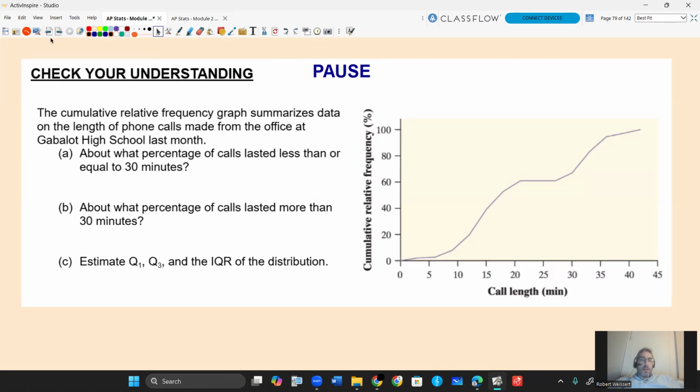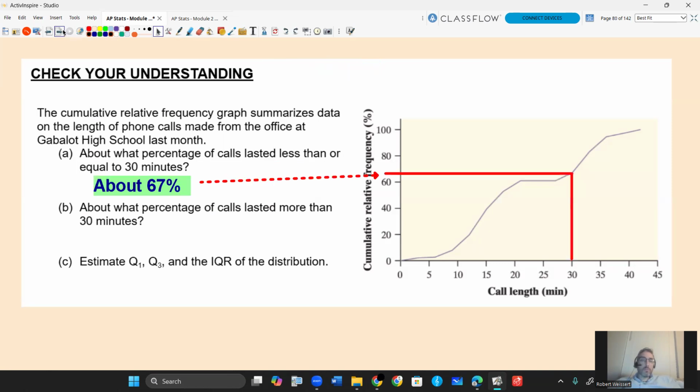All right, hopefully you got a chance to work this out. We're going to go over this in 3, 2, 1. So part A, the percentage of calls that lasted less than or equal to 30 minutes, is going to be about 67%. You could make an argument a little bit above or below if you want, but that's what I got from the graph. Part B is talking about what percentage of calls lasted more than 30 minutes. Well, more than 30 minutes would just be what's left over. So it's going to be 100% minus 67%, or 1 minus 0.67.